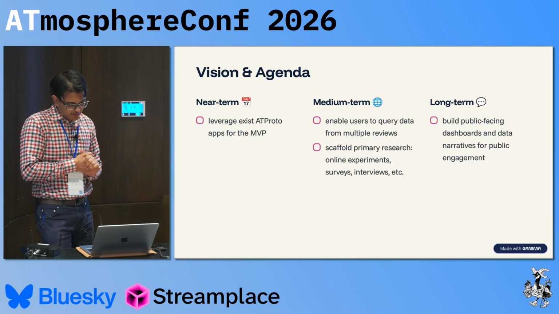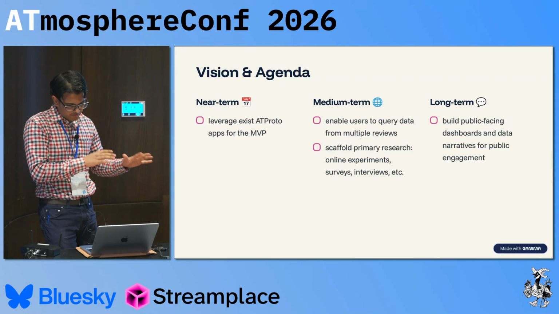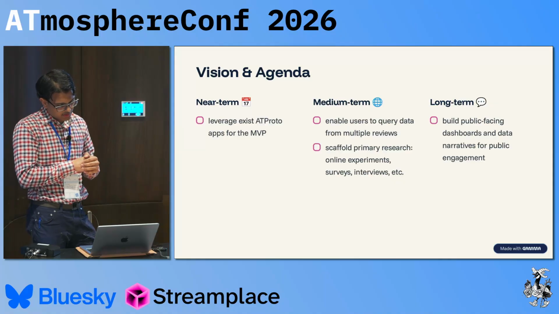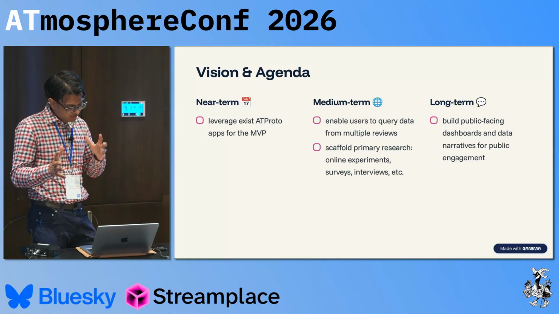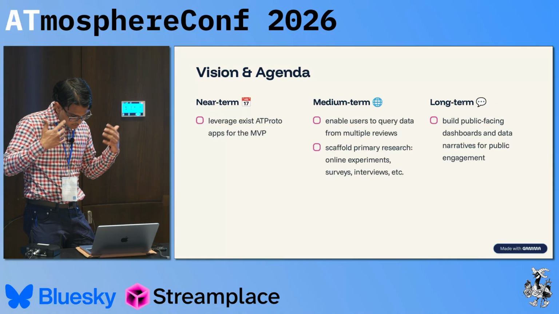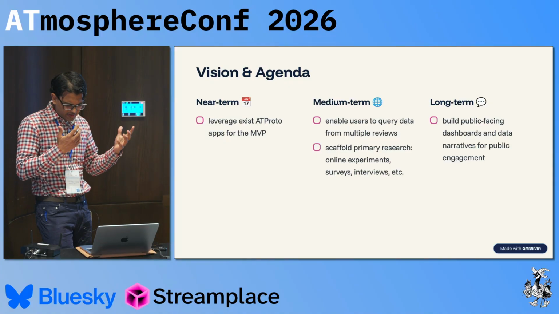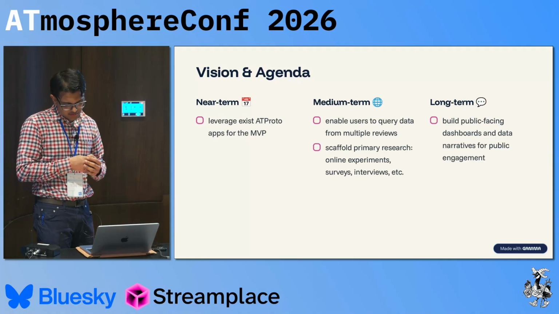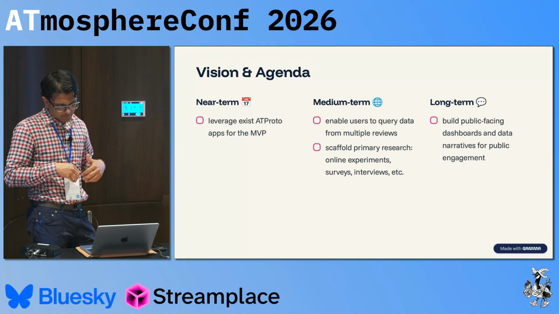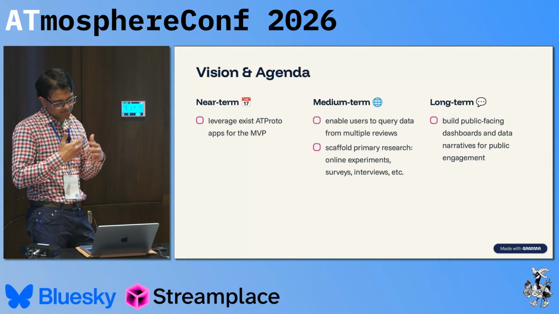So if we do this, I think the near-term goal could be to leverage the existing apps and create the MVP. Hopefully that can be done within a few weeks to months. In the medium term, I think it'd be cool to query data across multiple crowdsourced reviews and scaffold what's called primary research, which would be not reviews, but primary experiments, surveys, interviews. And in the very long term, it'd be very nice if we could build interesting visual dashboards and data stories that would appeal more to the public, for public engagement, rather than just creating typical research reports for scientists.